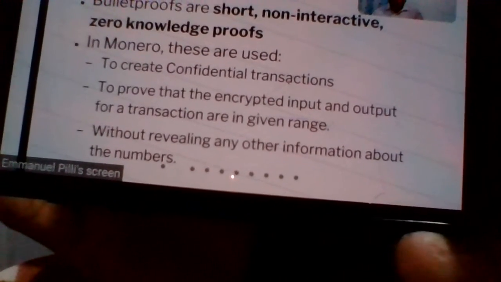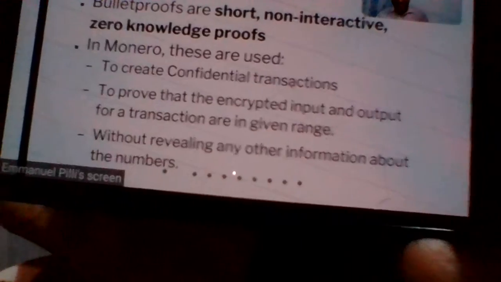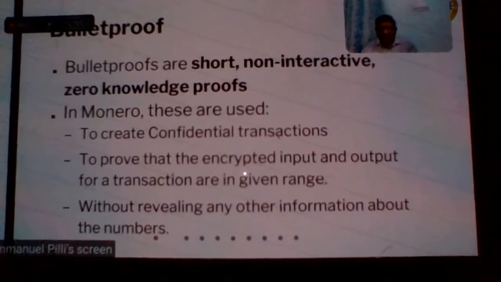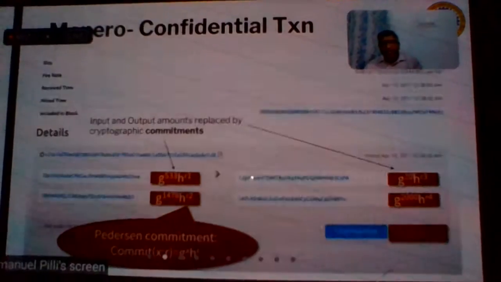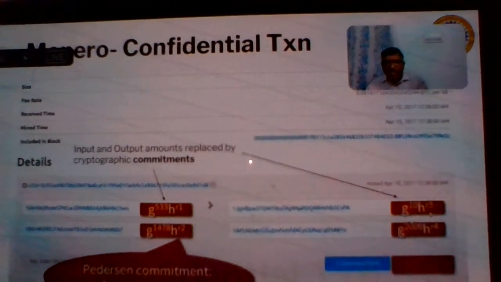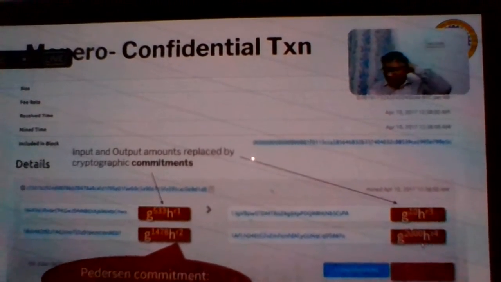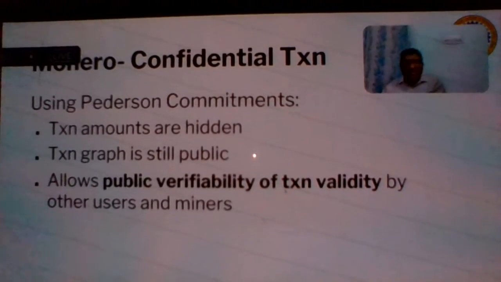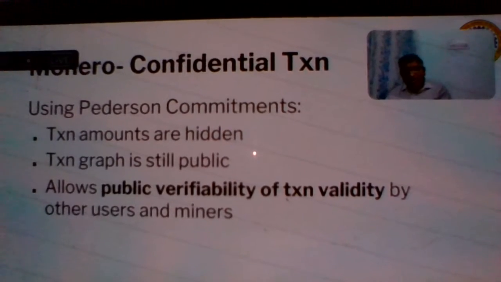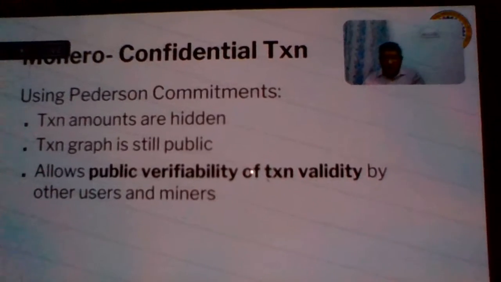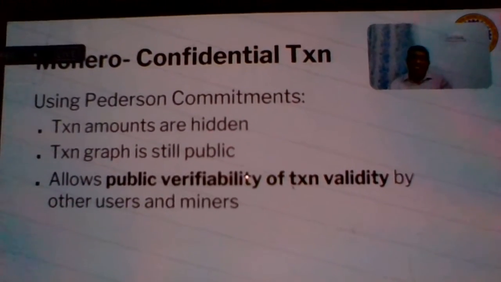Non-interactive zero knowledge proofs are used to create confidential transactions. Encrypted input and output for a transaction are given in a range, and without revealing any information about the numbers, you try to do it. And it uses what is called a Pedersen commitment. So the actual values are not mentioned here, right? Transaction amounts are hidden. The transaction graph is public, and public verifiability of transaction validity by other users and miners is also possible, but the actual transaction amount is not revealed.